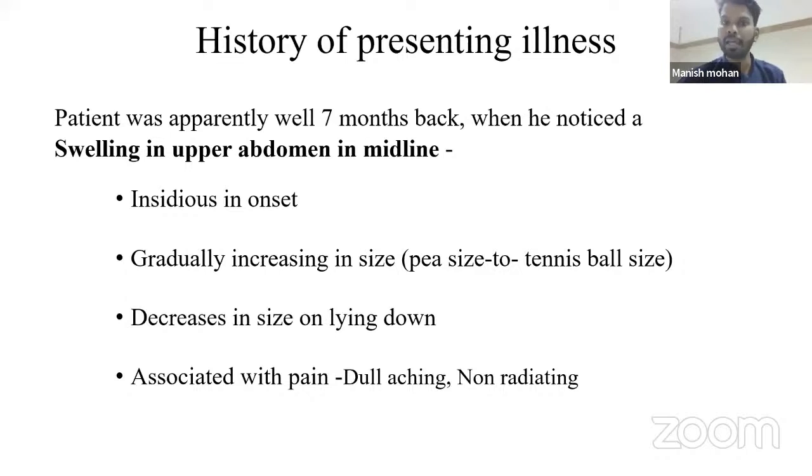The patient was apparently well 7 months back when he noticed a swelling in the upper abdomen in the midline region. It was insidious in onset, gradually increasing in size. Initially it was pea size; presently it is the size of a tennis ball. It decreases in size on lying down, and it is associated with dull aching pain, which is non-radiating.